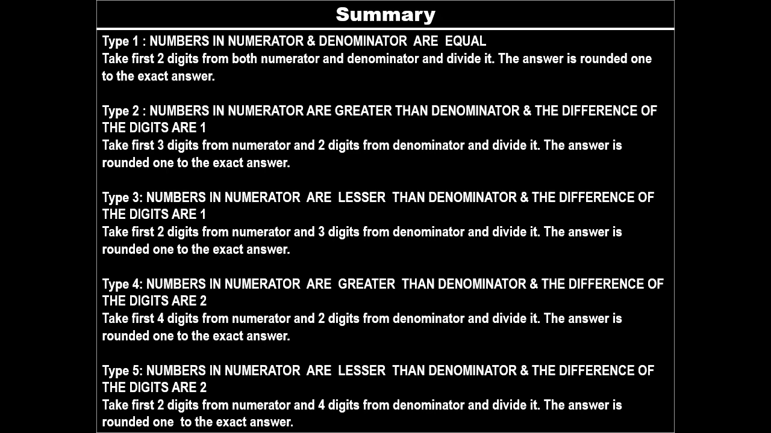Okay, then see type 4. Numbers in the numerator are greater than the denominator and the difference of the digits is 2. Okay, take the first 4 digits from the numerator and 2 digits from the denominator and divide. The answer is rounded to the exact answer. What I taught you was written in that. Okay, let's move to type 5. Numbers in the numerator are lesser than the denominator and the difference of the digits is 2. Okay, what is the trick? Take the first 2 digits from the numerator and 4 digits from the denominator and divide. The answer is rounded to the exact answer. I already told you that type 5 is opposite to type 4.